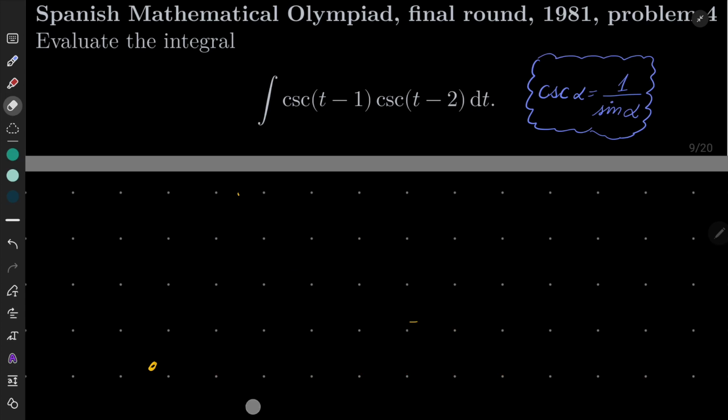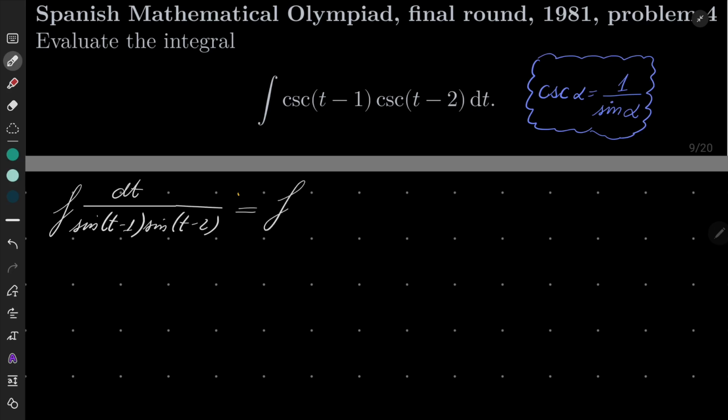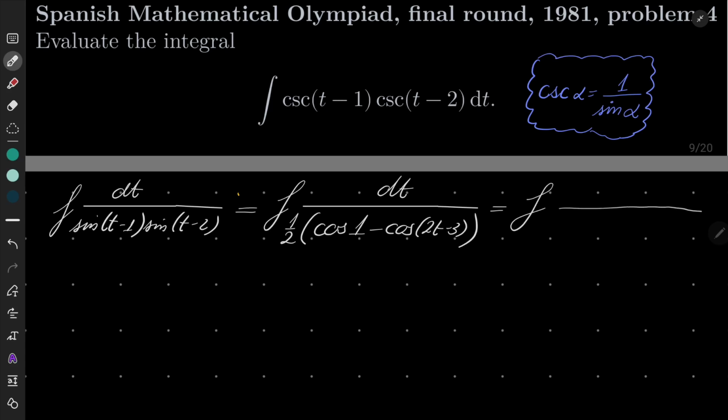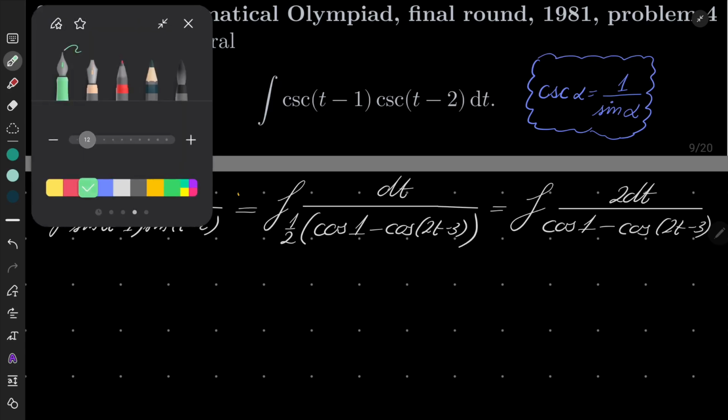Okay, so I hope that you managed to solve this integral. My try is as follows. So we take our integral, and I will write it as 1 over sine of t minus 1 times sine of t minus 2. And from the first trig identity which I hinted, it's the same as the integral of 2 dt over cosine of 1 minus cosine of 2t minus 3. Okay, now let's make our first substitution.